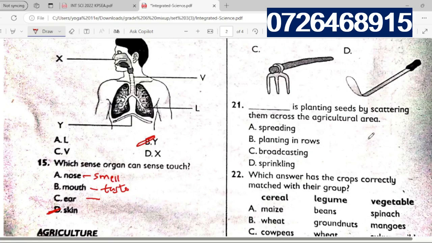Dash is planting seeds by scattering them across the agricultural area. That one is called broadcasting.